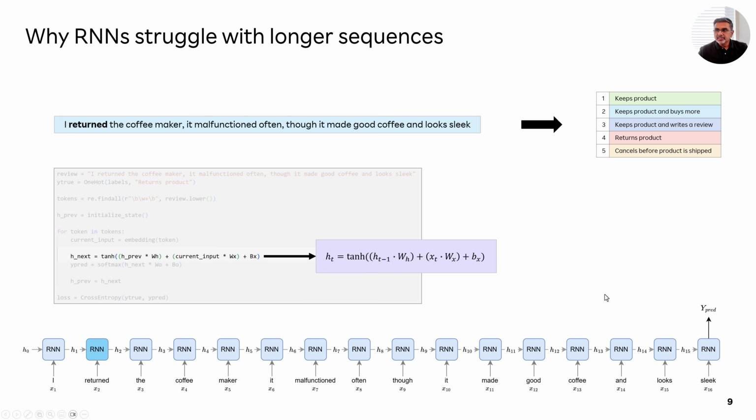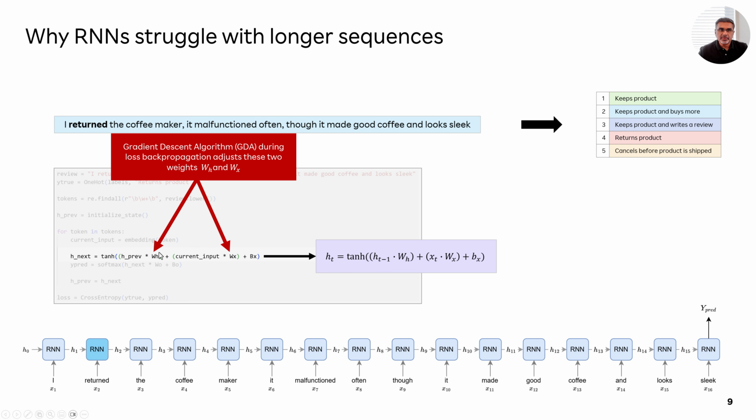Now, in order to make this prediction correct, the only two levers we have are to adjust these weights: WH, which is essentially the context weight matrix, and WX, correct? These are the only two levers we have. Now, how does backpropagation work in a recurrent neural network?